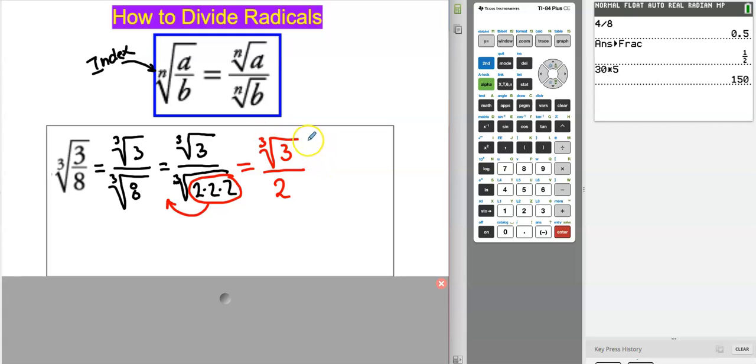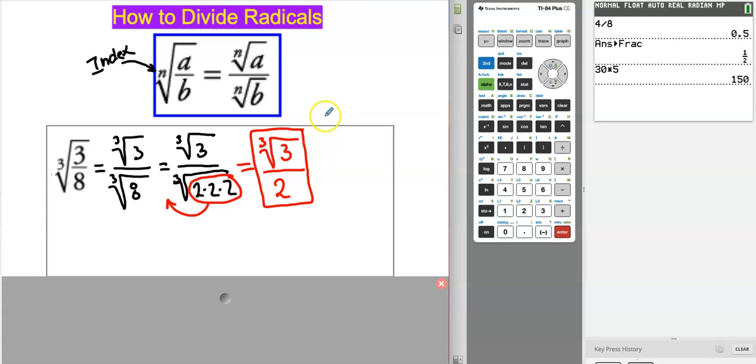So I cannot do anything else to the top. I can't do anything else to the bottom. They can't divide each other, because a whole number cannot divide something that's inside the radical. So therefore, this is completely simplified. There's no radical in the bottom. Look at that, the radical is gone.